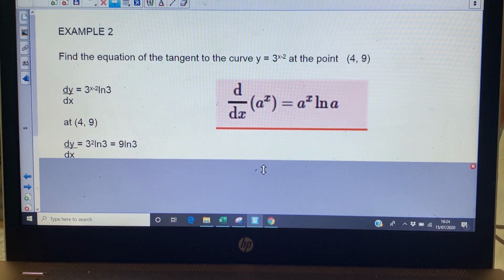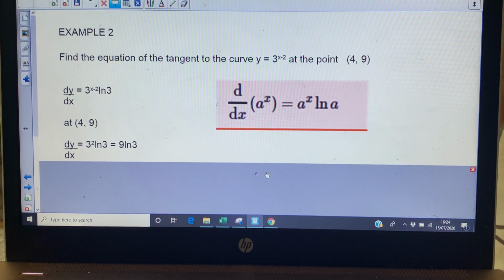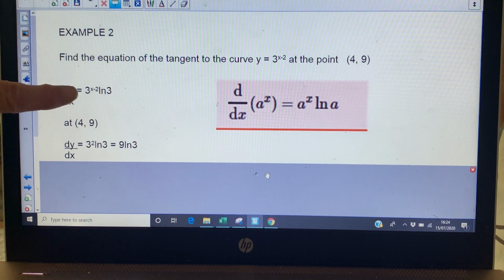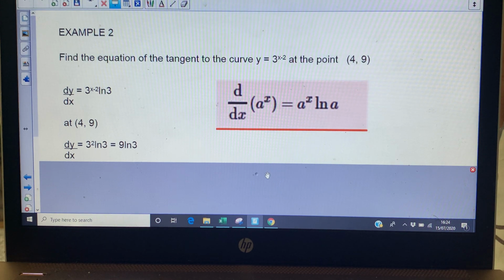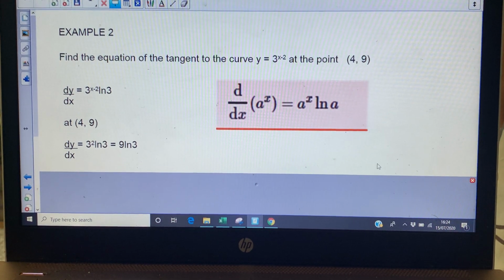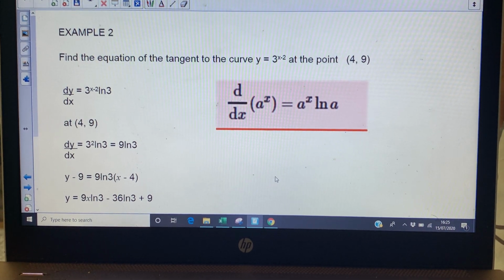At 4, 9, so substitute in x is 4. So that's going to give you 3 to the 4 take away 2, 3 squared, ln3. So you've got 9 ln3. And that is your gradient. And then substitute into y minus y1 equals m bracket x minus x1. And I've kept it exact. You could, of course, round those as decimals.